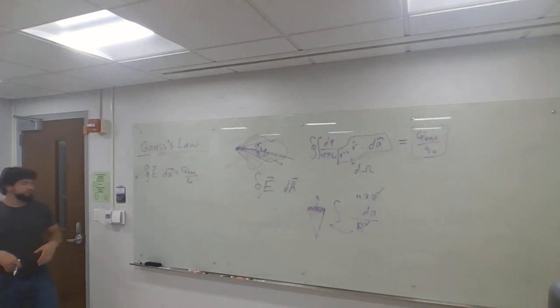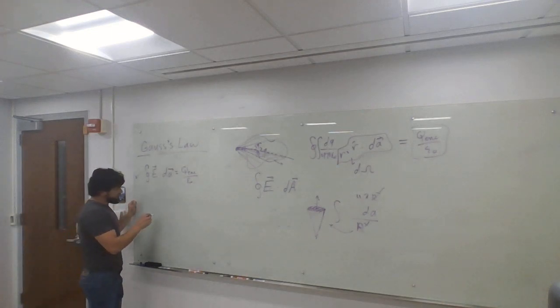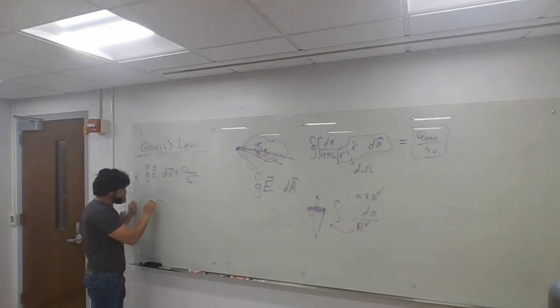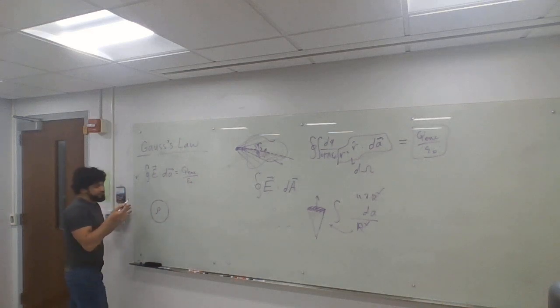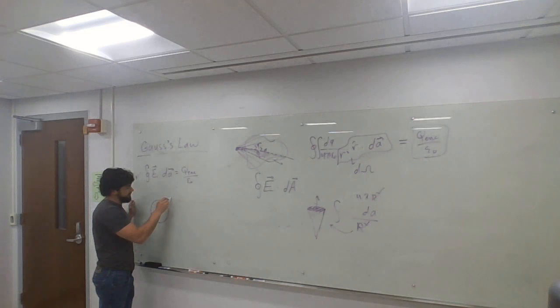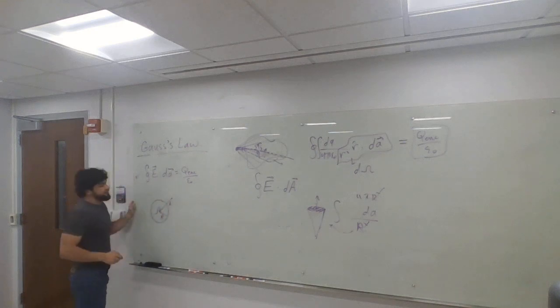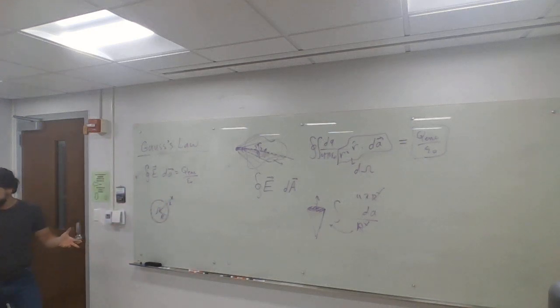Let's see an example. If you have a sphere of radius R, and let's say it has a constant rho inside. This is the surface. Find the electric field, for example, at this point in here. This is R, and this is L. Find the electric field at this point. That's what you're required to do.